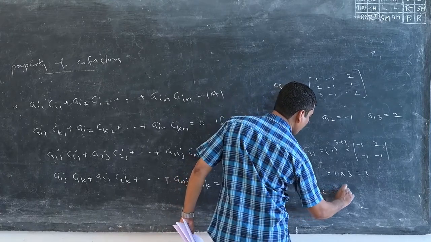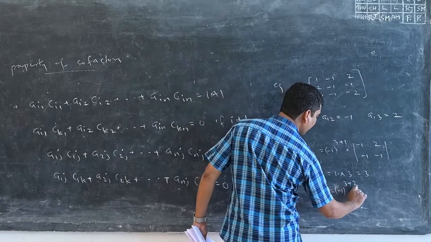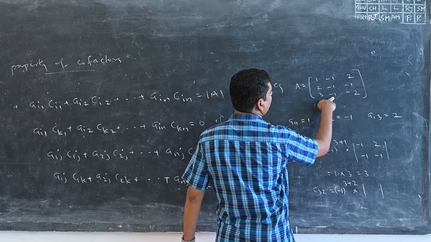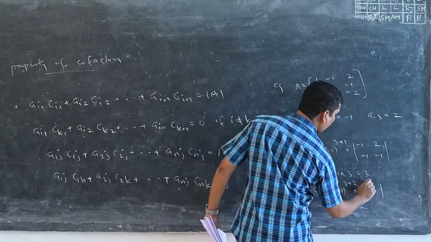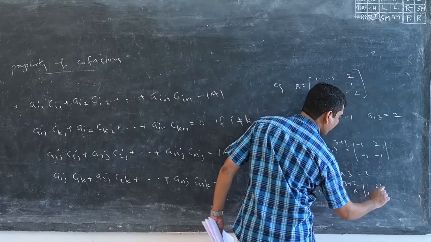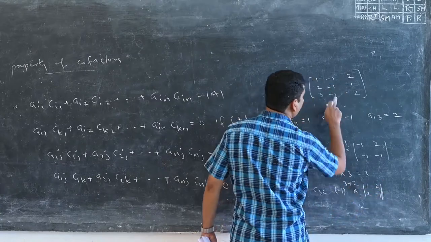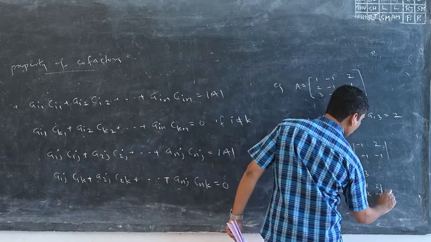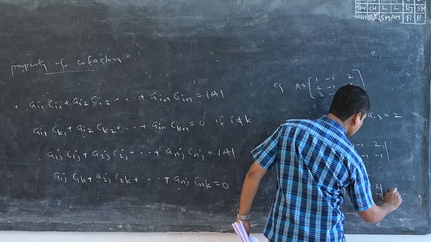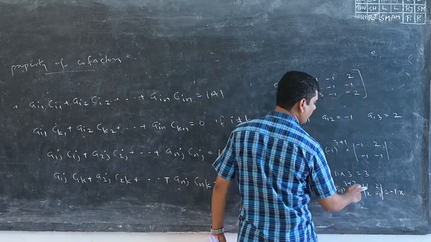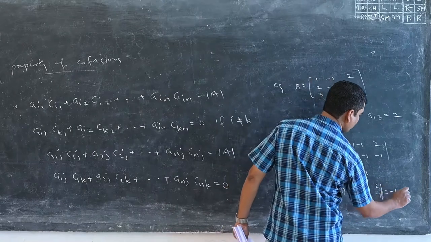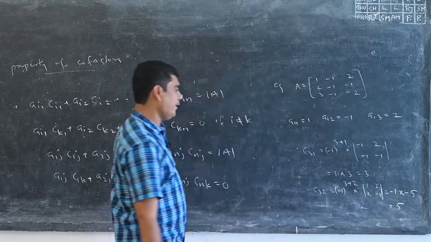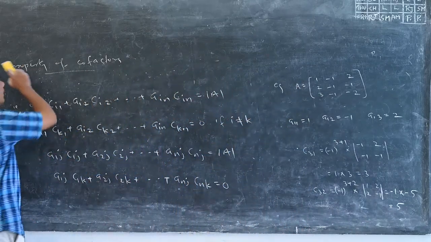C32 is equal to minus 1 raised to 3 plus 2 into the minor. The minor of this element is the determinant of 1, 2, 2, minus 1. It is equal to minus 1 minus 4, which is minus 5. So c32 is equal to 5.